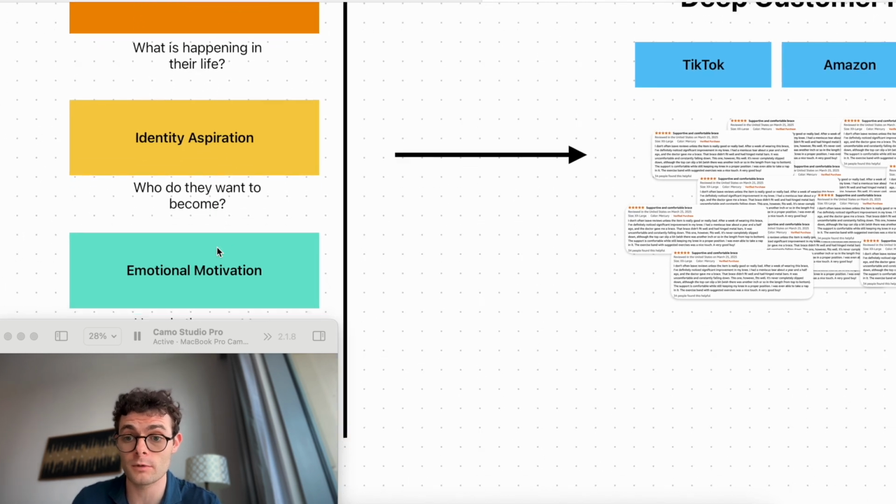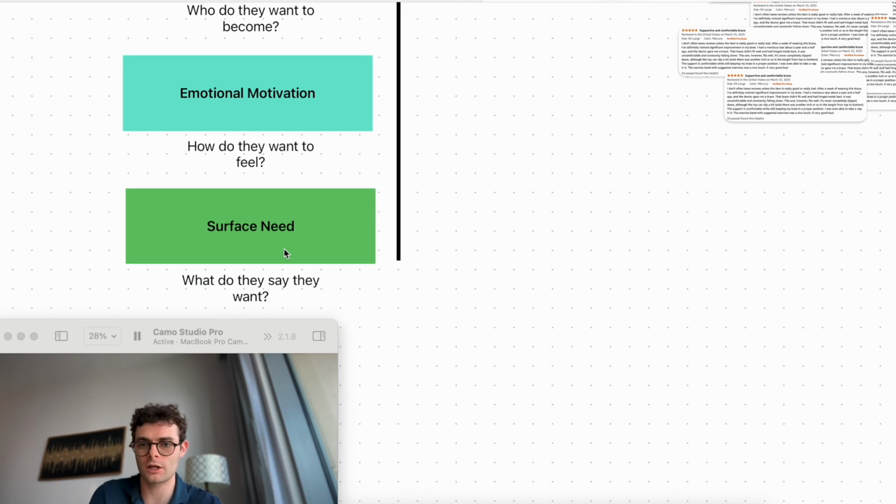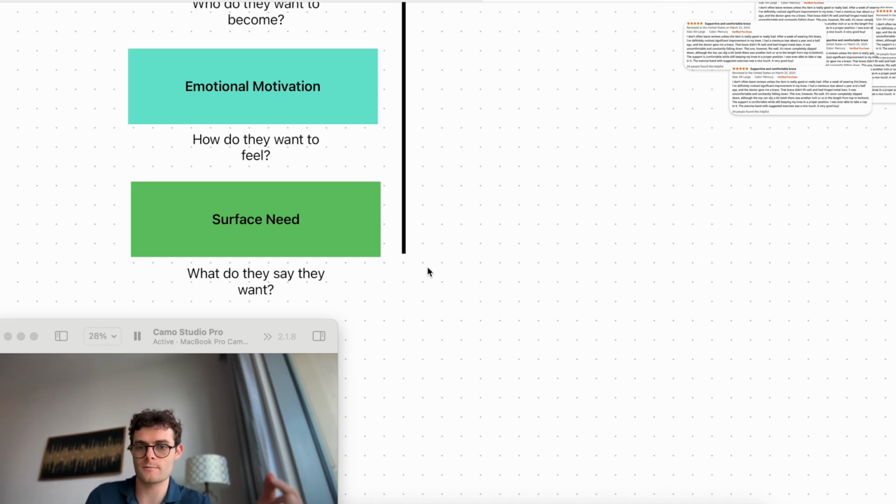So who do they want to become? Emotional motivation. How do they want to feel? Once they have the perfume, the scent, how do they want to feel? They want to feel confident, cocky, whatever. They want to get girls. Surface needs. What do they say to themselves that they want?